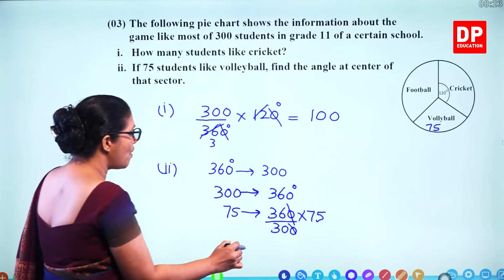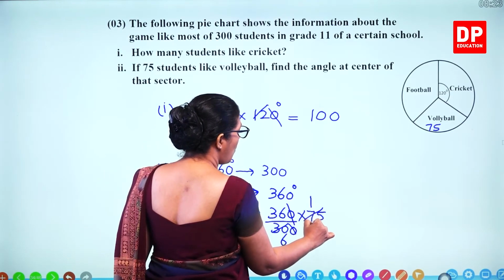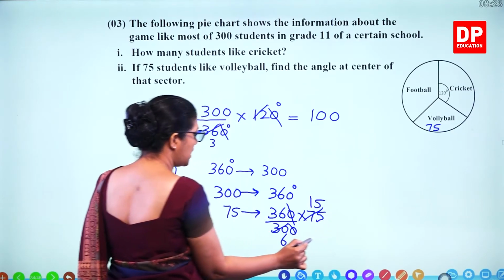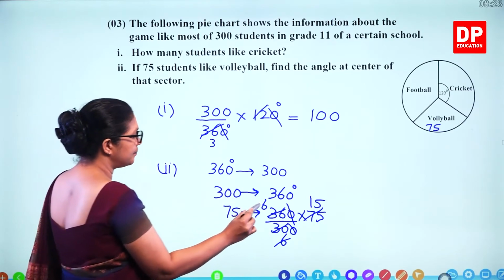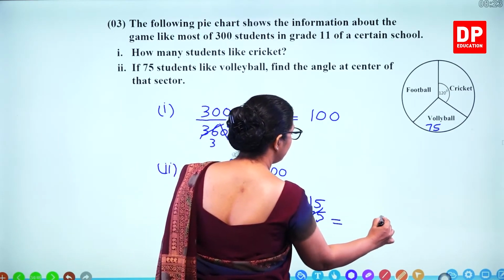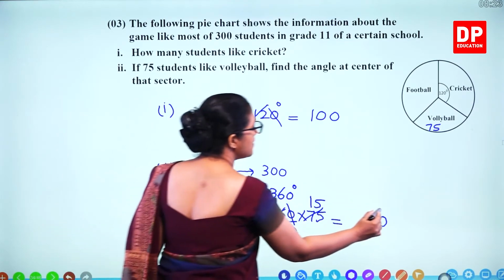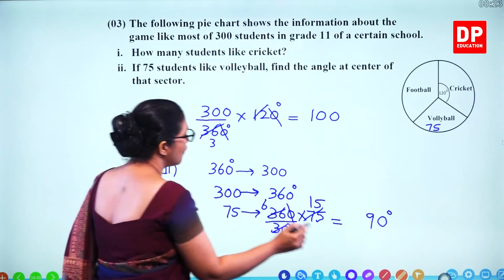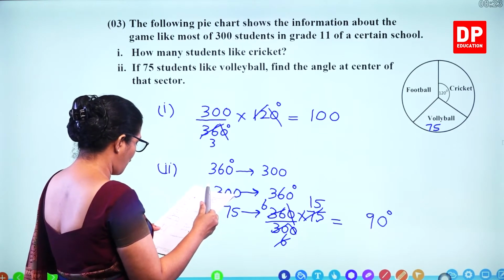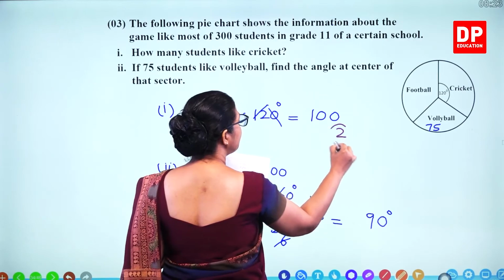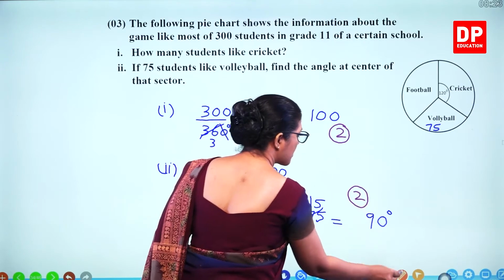0 get cancelled out. 5 times 6, 30. 5 times 1, 5. So 15. So 6 times 6, 36. 15 times 6, 90. So 90 degrees is the angle there. So we did 2 parts. How many marks for that? So for 100, that's 2 marks. And for 90 degrees, 2 marks. 4 marks there.